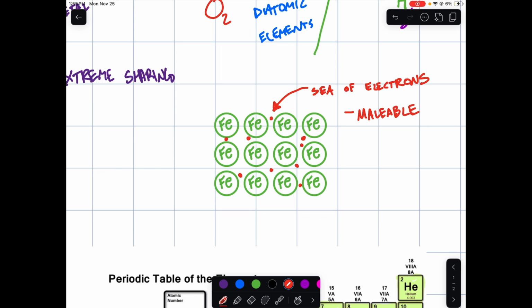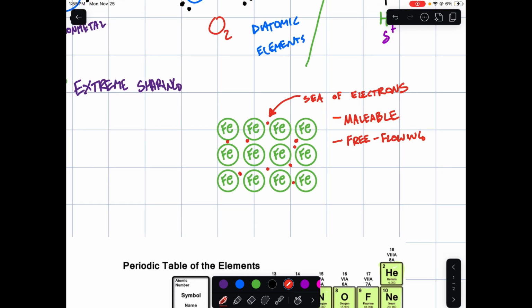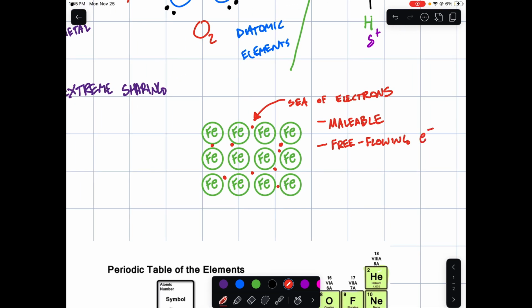And because of the sea of electrons and these free-flowing electrons, I'm going to write free-flowing in here. It's a good descriptor. Because these free-flowing electrons throughout the metals with the metallic bonds are very good at conducting electricity.